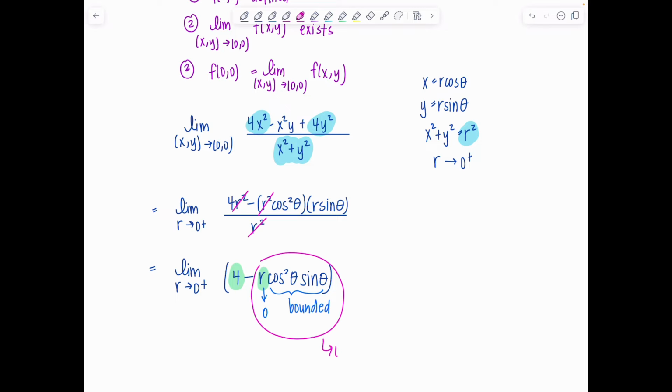That's going to 0. So this limit is equal to 4. Perfect. So since the function approaches 4 as we approach the origin, that's how I should define f of 0,0 in order for the function to be continuous at the origin.